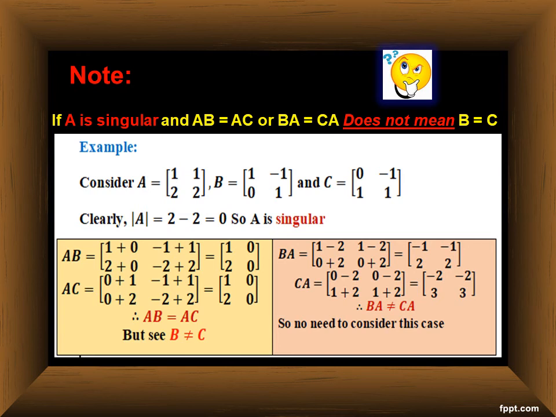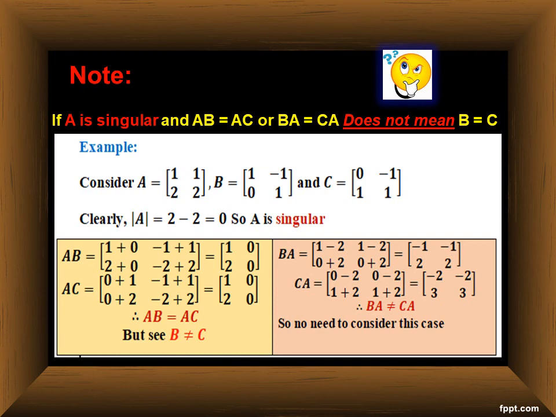Now we check the product of the matrices AB. We are getting [1, 0; 2, 0] and AC also [1, 0; 2, 0]. So now we are getting AB equals AC. But you can observe that B and C are not equal. So the main condition, A should be non-singular, is needed for these cancellation laws to hold.